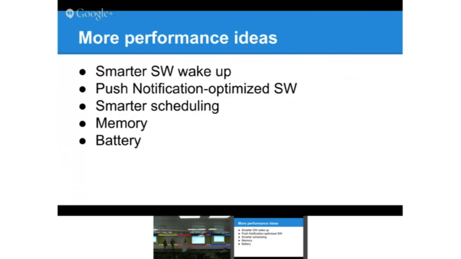Smarter event scheduling. So right now, when the browser wants to send an event to the service worker, it just sends the IPC to the renderer. So maybe we can do smarter things like integrating with the Blink scheduler to send these events at appropriate times. We also need to do better investigation and understanding of our memory and battery performance. And the battery is kind of related to smarter wake up time and smarter scheduling, stuff like that.